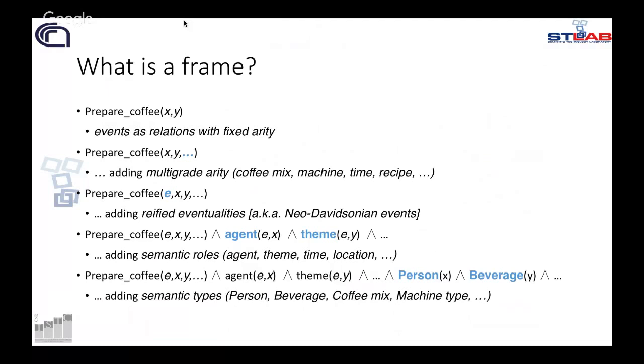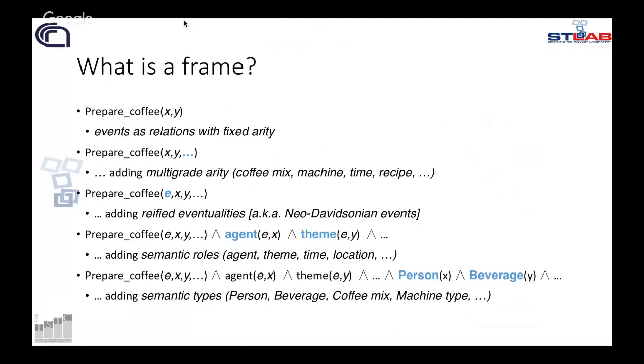Or we can use a neo-Davidsonian representation of relations, which includes among the arguments also the event itself expressed by the relation. And especially in the domain of computational linguistics or natural language processing, the representation of frames has evolved by including other elements. For example, the roles, which are semantic roles, which are relations between the event itself and each of the participants. And they have, of course, a semantic qualification. So, for example, agent, theme, time, location, and so on.